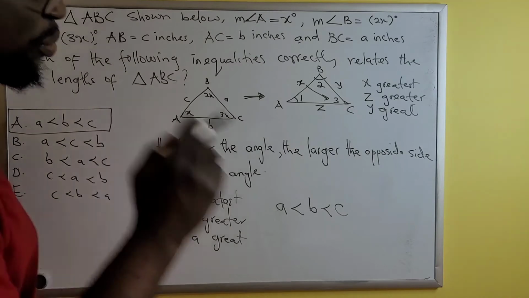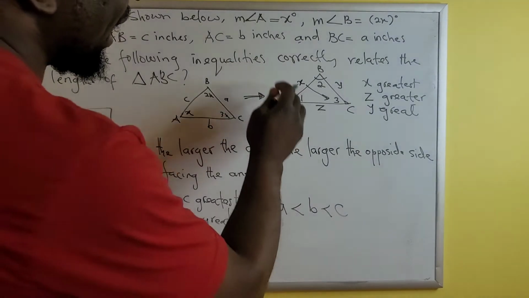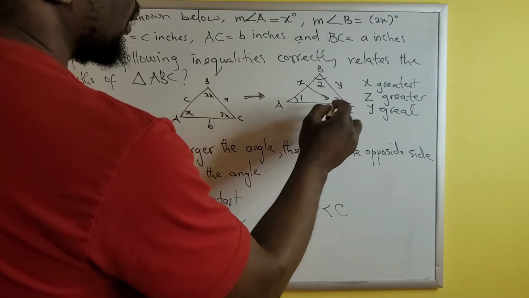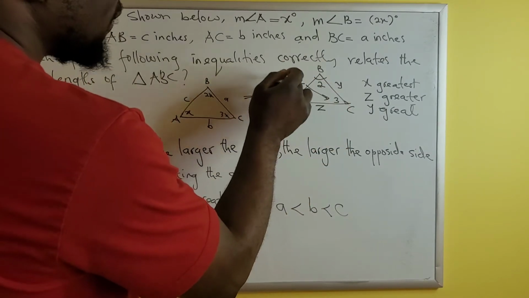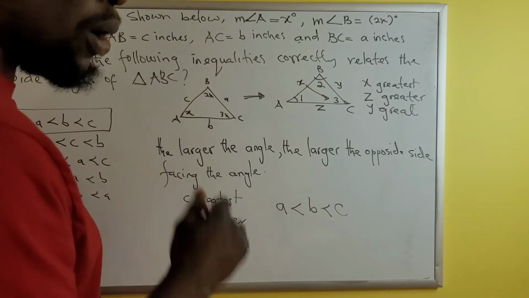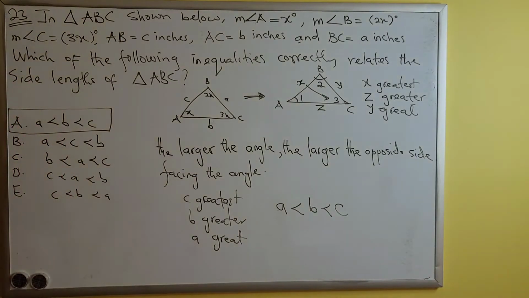So just remember that rule: the larger the angle in a triangle, the side that is facing that angle will also be the greatest, always. That's the rule of triangles. So let's go to question 24.